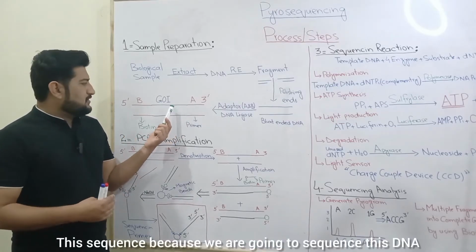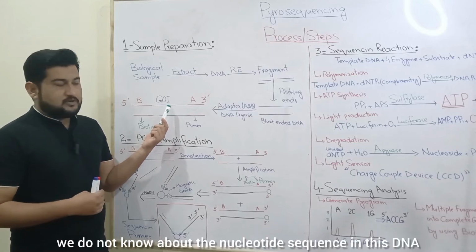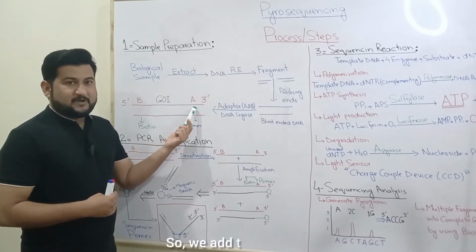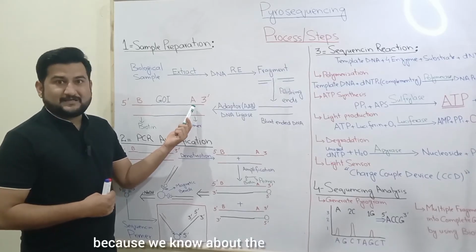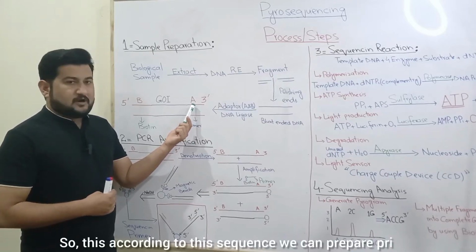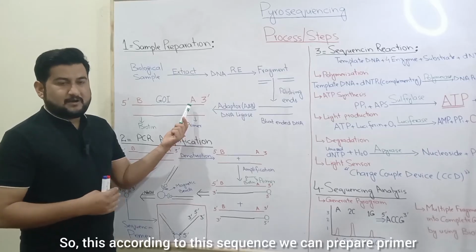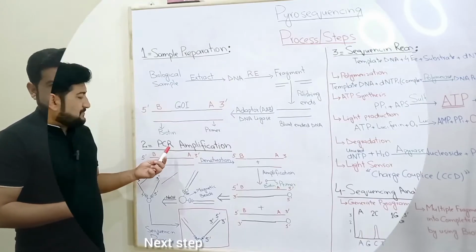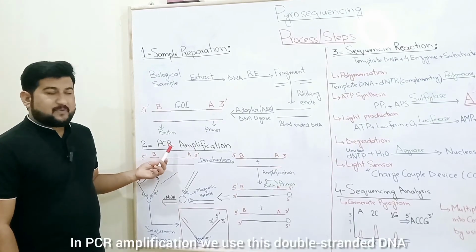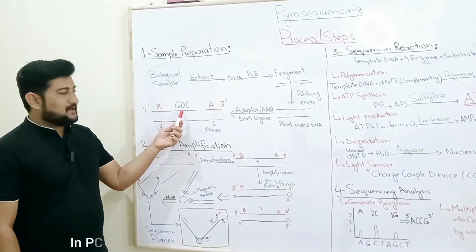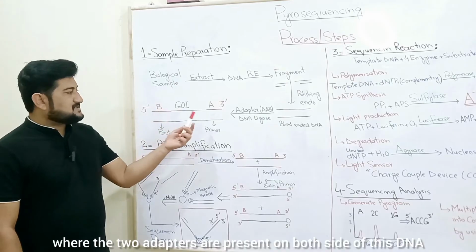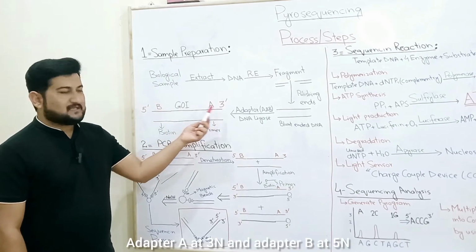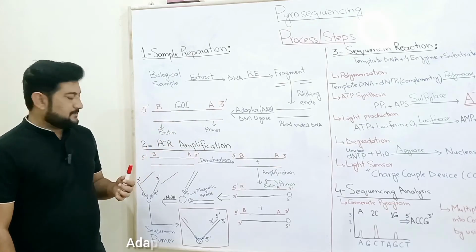Because we are going to sequence this DNA, we don't know the nucleotide sequence in this DNA. So we add these adapters because we know the nucleotides present in their sequence. According to this sequence, we can prepare primers, and those primers will come and attach. The next step is PCR amplification. In PCR amplification, we use this double-stranded DNA, where the two adapters are present on both sides of the DNA, adapter A at 3' and adapter B at 5'.